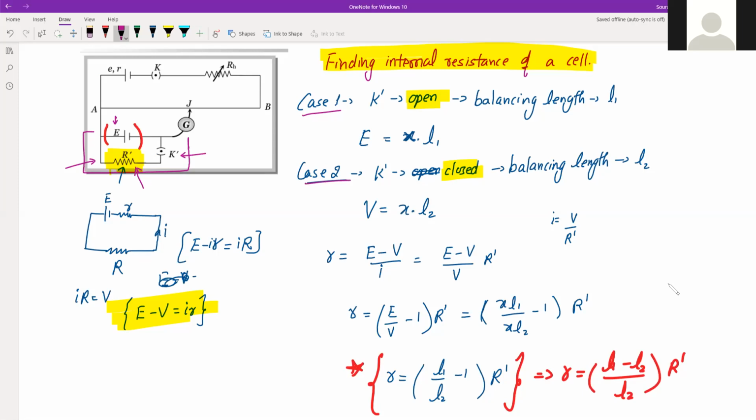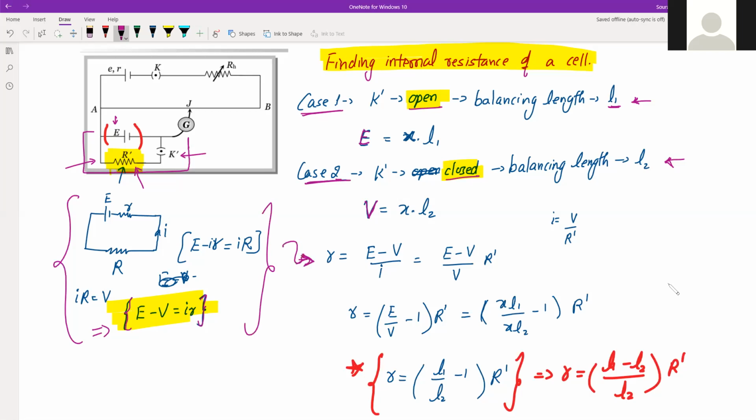So for both case 1 and case 2, that is when the key is open and when the key is closed, we get two different balancing lengths, that is L1 and L2. This balancing length will be balanced by E, that is EMF in the first case, and potential in the second case, right? And this is the relation between EMF, potential and internal resistance which we are going to use, that is E minus V is equal to IR. This is what we have used here.